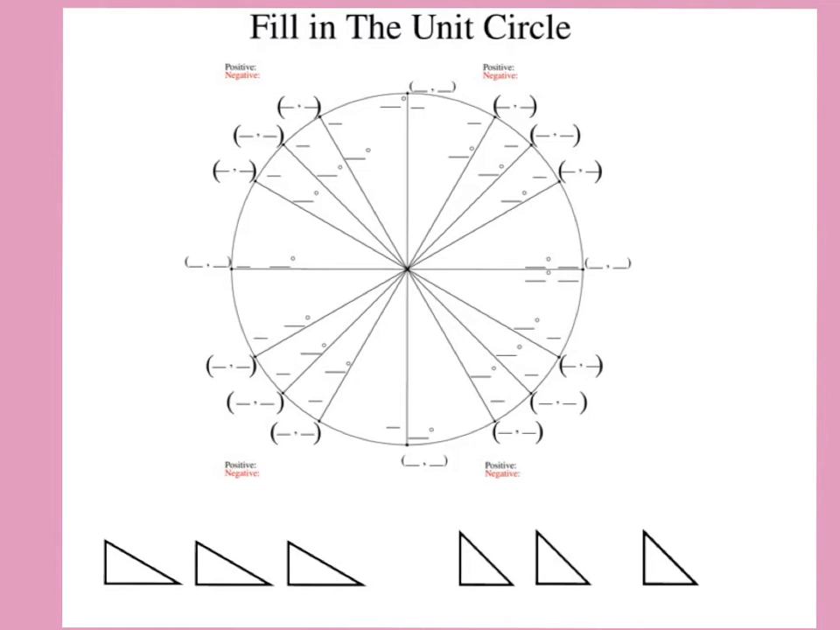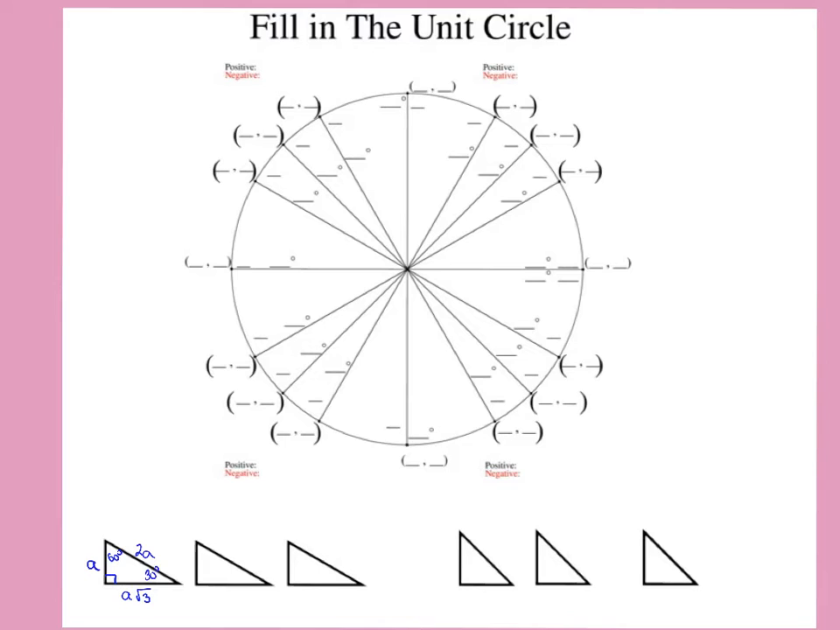So the first special right triangle is our 30, 60, and 90 special right triangle. In the first triangle, we'll write the general formulas. So A represents the shorter leg, and then A times the square root of 3 represents the longer leg, and then the hypotenuse is twice A.